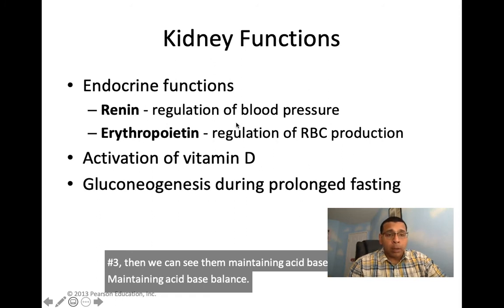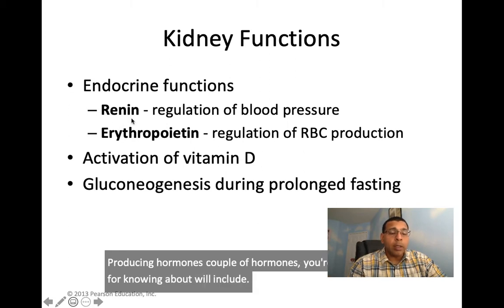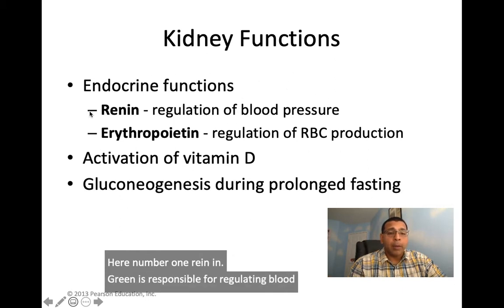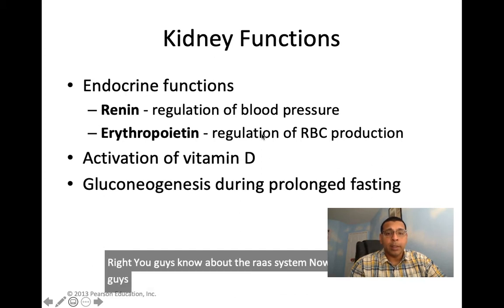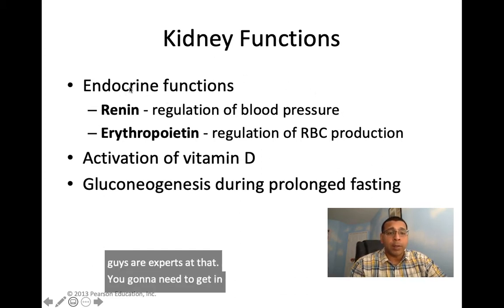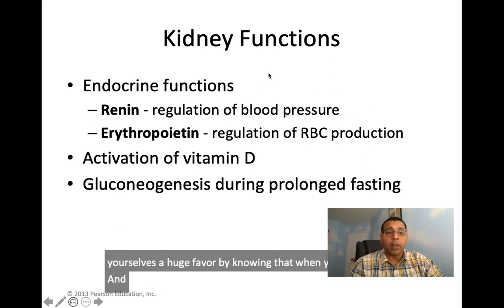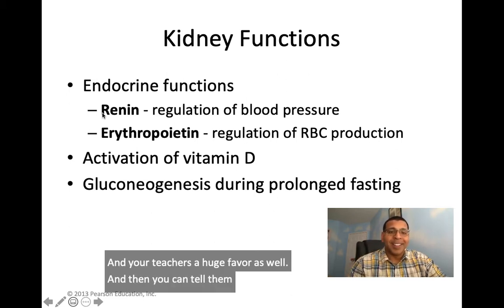Producing hormones. A couple of hormones you're responsible for knowing about include, number one, renin. Renin is responsible for regulating blood pressure. You know about the RAAS system now. I'm sure you're experts at that. You're going to need it again in the nursing program. You do yourselves a huge favor by knowing that when you get there, and your teachers a huge favor as well. Then you can tell them you came from my class.